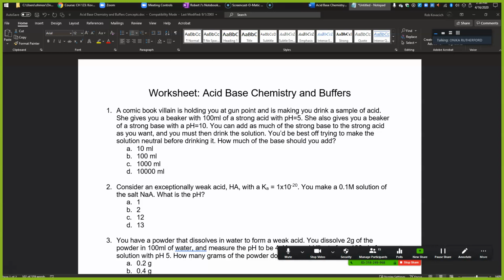Shouldn't you add the acid? Because that's like one of our safe chemistry rules. This person is trying to like kill somebody. So I know, but what if the acid? Okay.